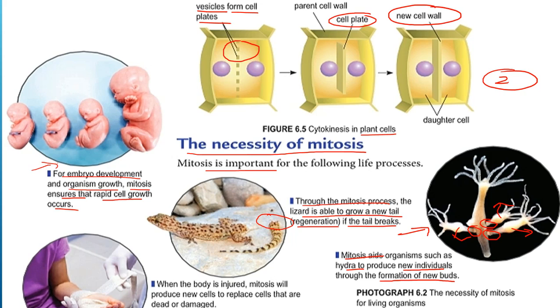Okay, and then in human, for example, when the body is injured, mitosis will produce a new cell to replace cells that are dead or damaged. So semua itu bila tangan kita luka, body, skin injured kan, so what happen is mitosis itu akan produce sel yang baru untuk menggantikan sel yang telah mati atau rosak. So itu adalah antara kepentingan-kepentingan mitosis dalam kehidupan.